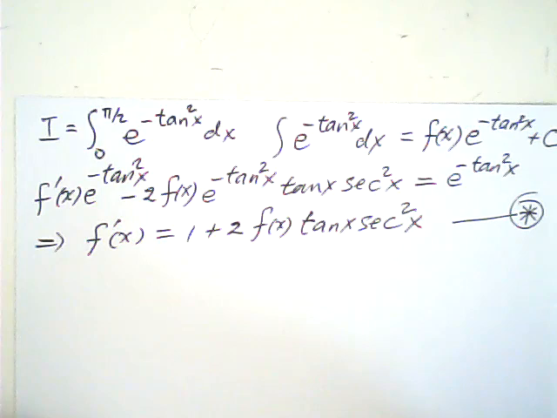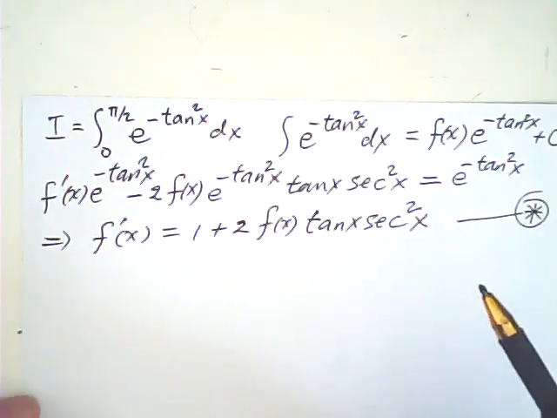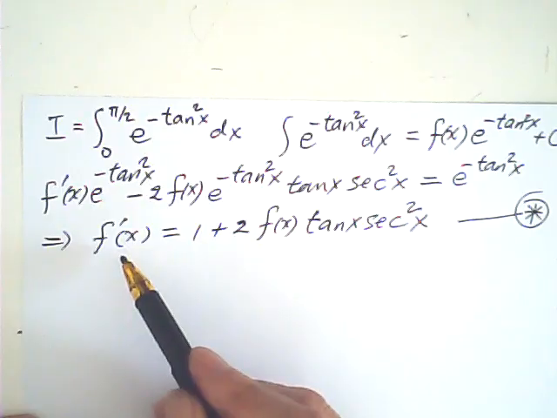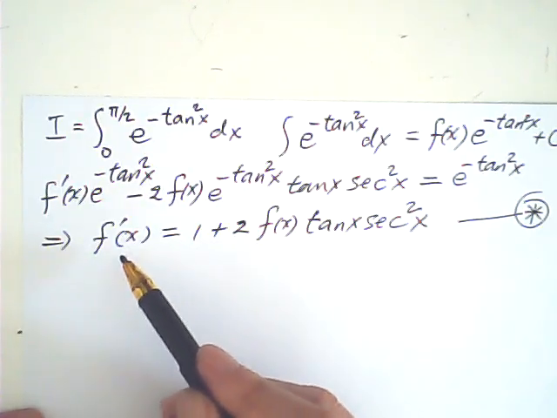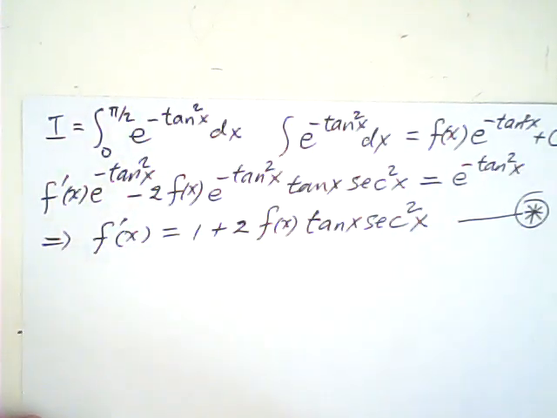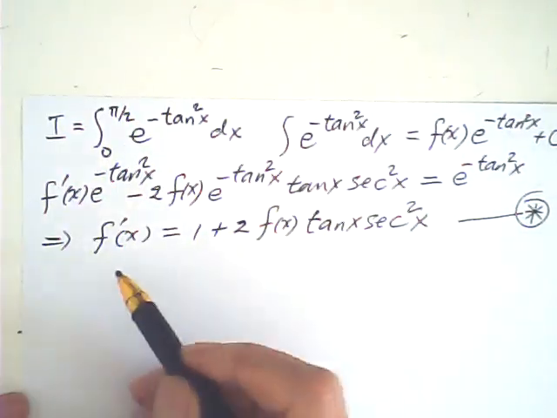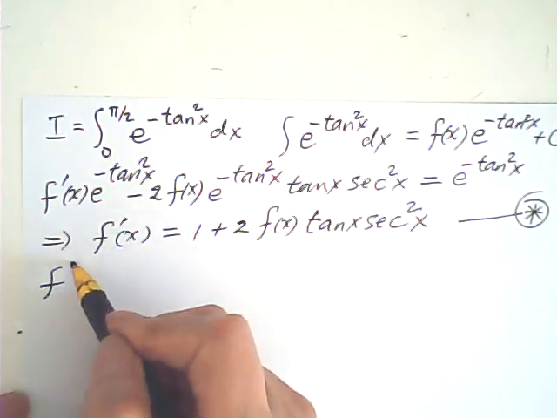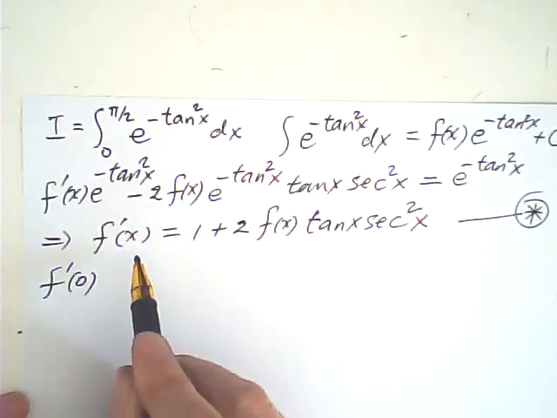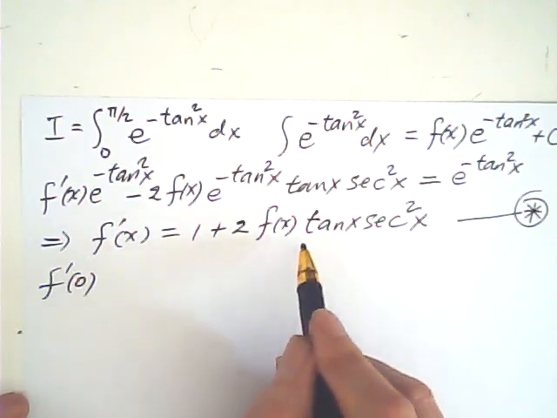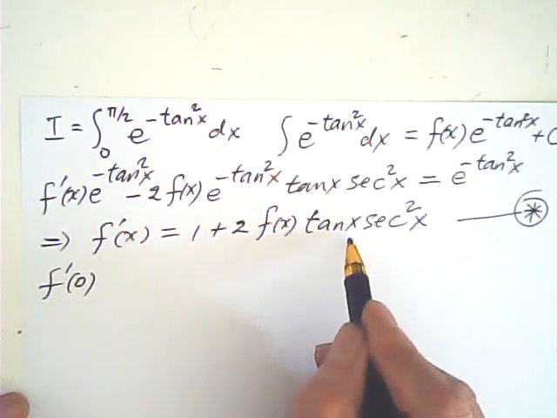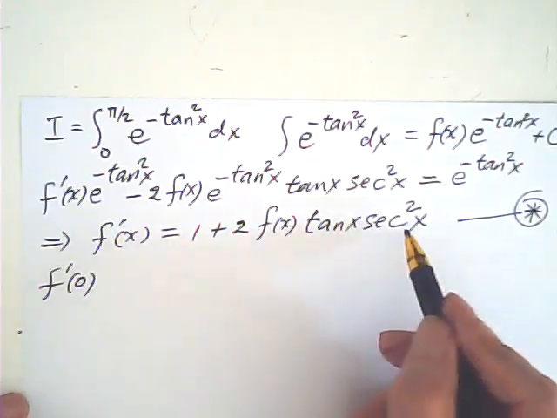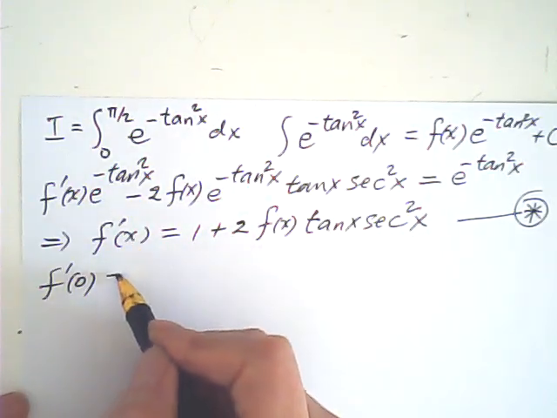So what I'm doing here is that from this observation, I try to propose what f prime of x will be, rather. So I know that when x equals 0, tangent x is equal to 0. If this is 0, then this is 0. So therefore, f prime of x is equal to 1.